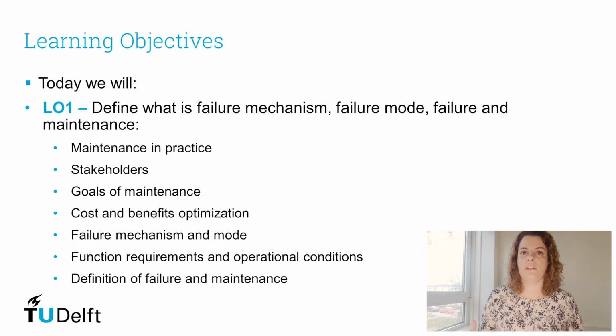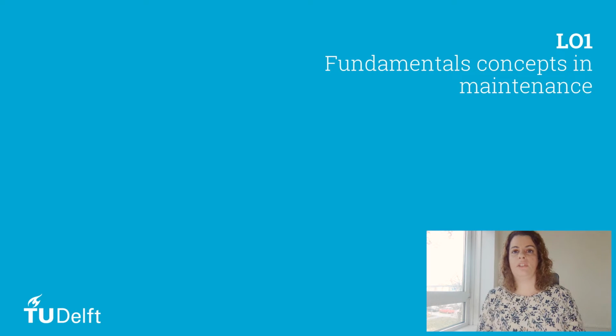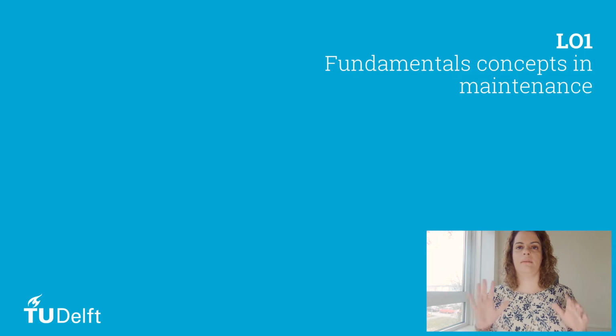We will also talk about function, functionability, what it means to function, and how we can define it, because we can say something is functioning, but what does this actually mean? How can we quantify that? Okay, and I will also give an example of a maintenance activity that happens, for example, in all the airlines, and I will give the specific example of KLM. So stay tuned. So let's start with the first learning objective, fundamental concepts in maintenance.